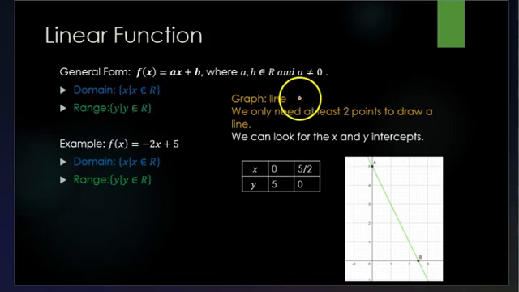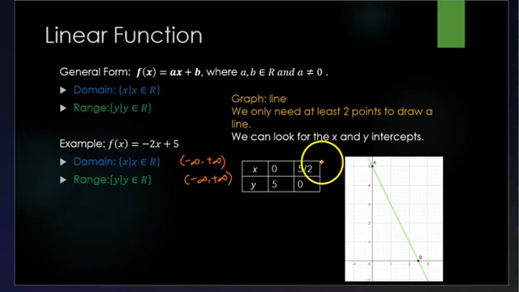Hence, your domain and range would be the set of all real numbers. So the graph is a line, and to draw the line, we need at least 2 points. So this is an example of a linear function where your a here is -2 and b here is 5. So for the domain and range, they are all sets of real numbers. You can also write that in interval notation in this way. So this represents the set of all real numbers.